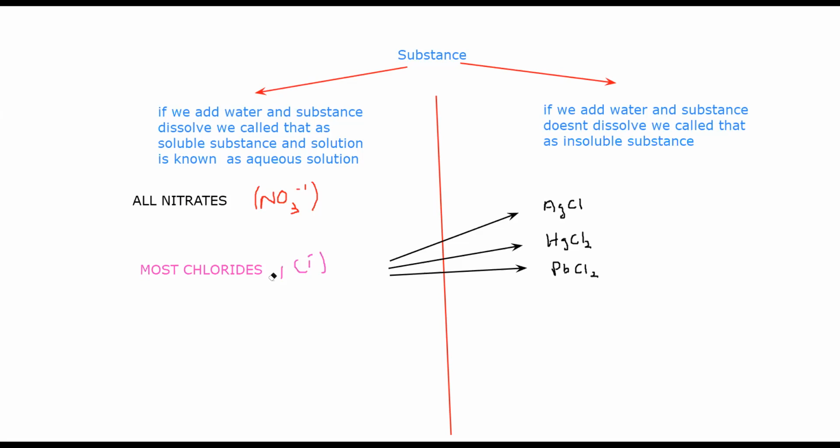So you have to learn this table: most chlorides are soluble except these three. On my right hand side are all insoluble salts, on the left hand side it is soluble. So all nitrates are soluble. Most chlorides are also soluble except silver, mercury, and lead. These salts do not dissolve.